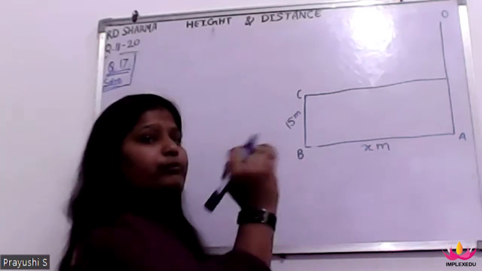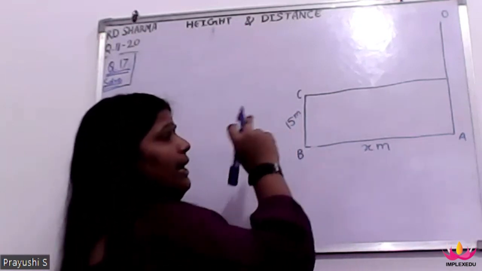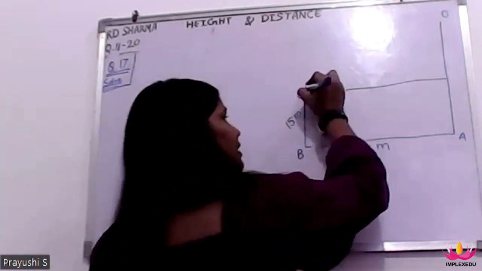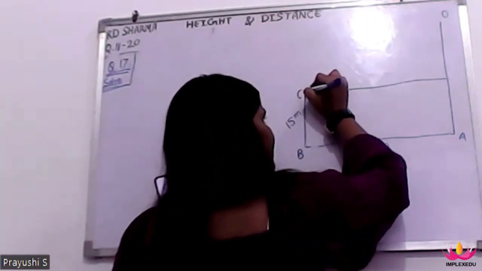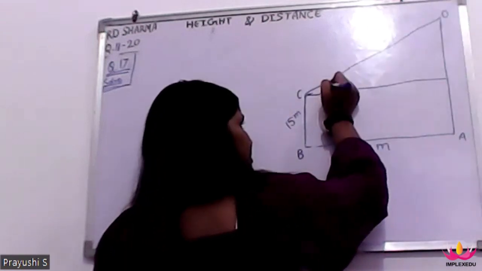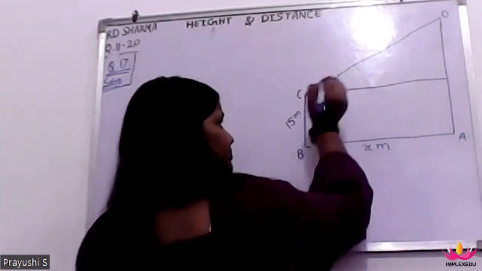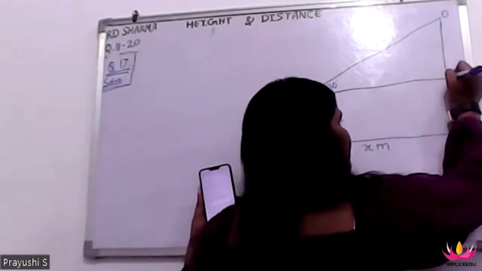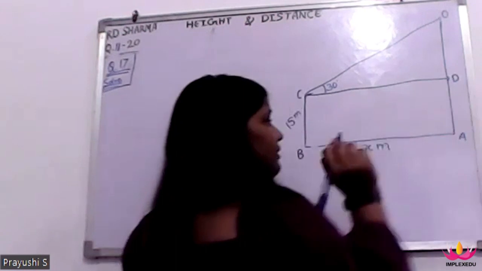Okay, at the level of C, the angle of elevation from point C to O is 30 degrees. So we are making the angle here, and this is 30 degrees. Then we are naming this point D.